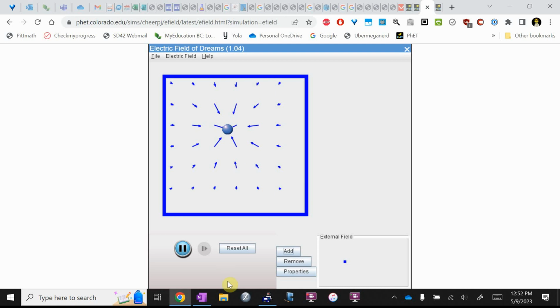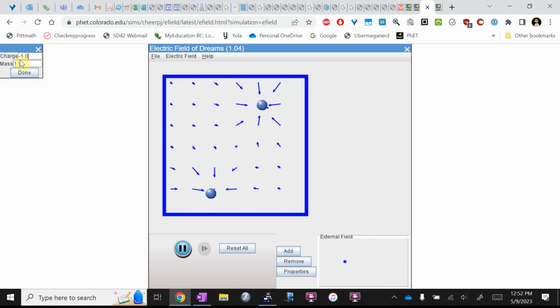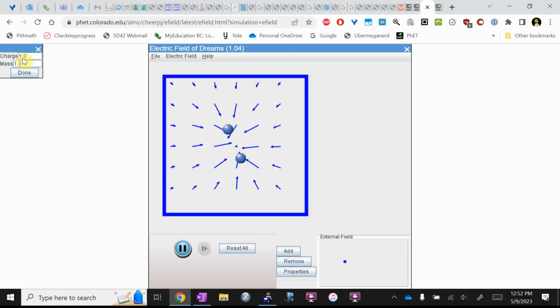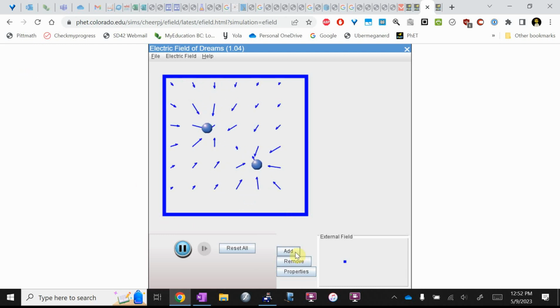Okay, I'm going to add another charge. They're going to exert forces on each other, and as they exert forces on each other, they're going to repel each other. Now I'm going to change the property. Instead of adding a negative 1 coulomb charge, I'm going to add a positive charge. Add.